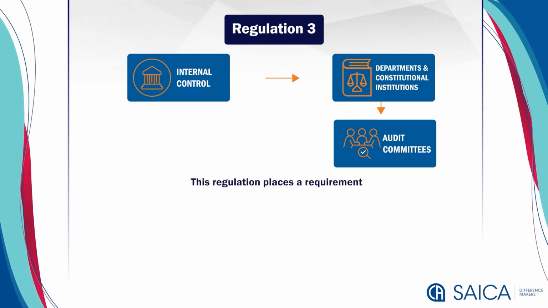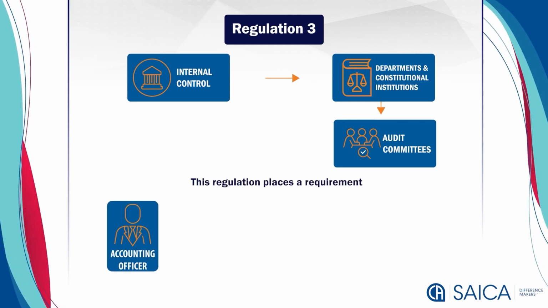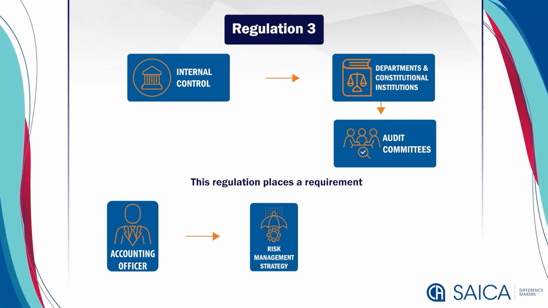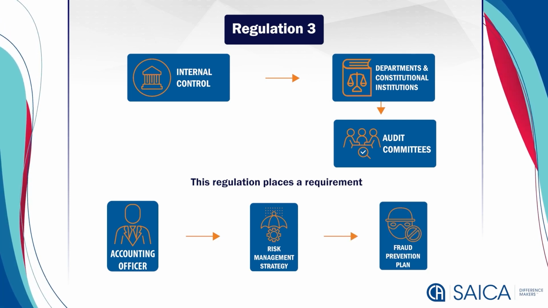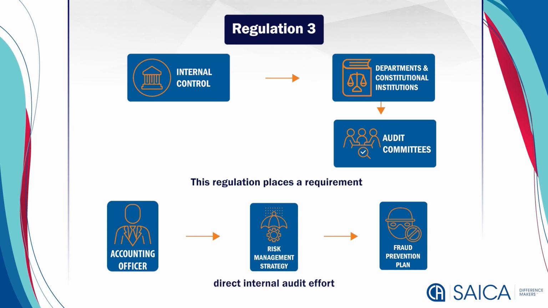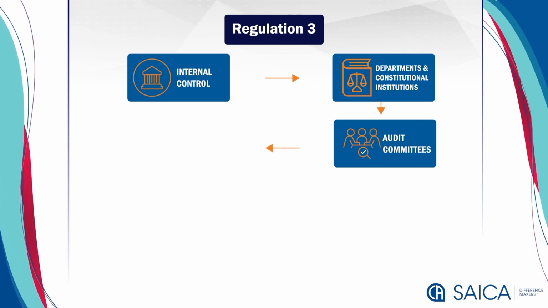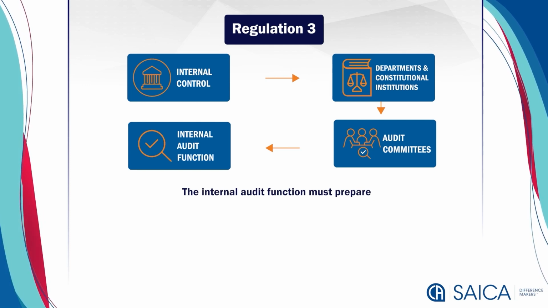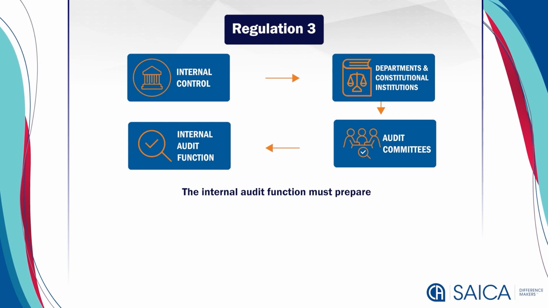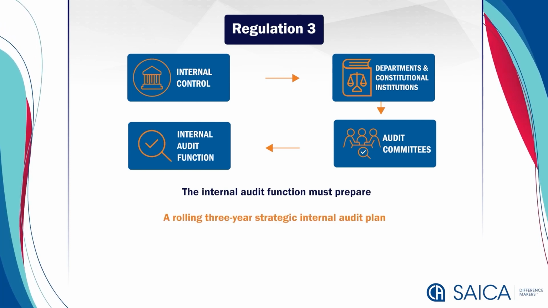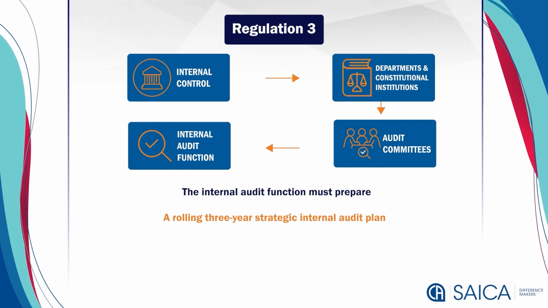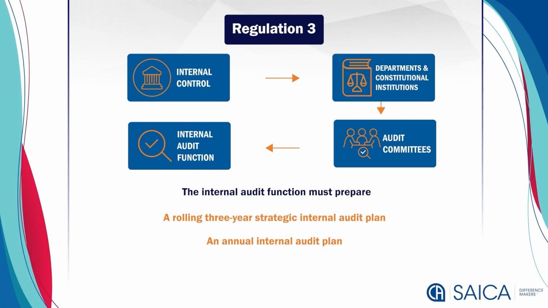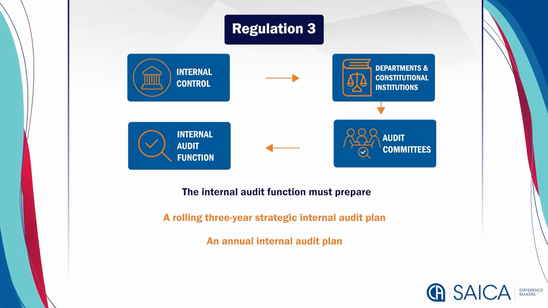This regulation places a requirement on the accounting officer to ensure that a risk assessment is conducted regularly and places additional requirements to have a risk management strategy and fraud prevention plan in place, which must be used to direct internal audit effort. There must be an internal audit function. The internal audit function must prepare, in consultation with and for approval of the audit committee, a rolling 3-year strategic internal audit plan, as well as an annual internal audit plan. The rest of the regulations in this section indicate areas of focus for internal audit.